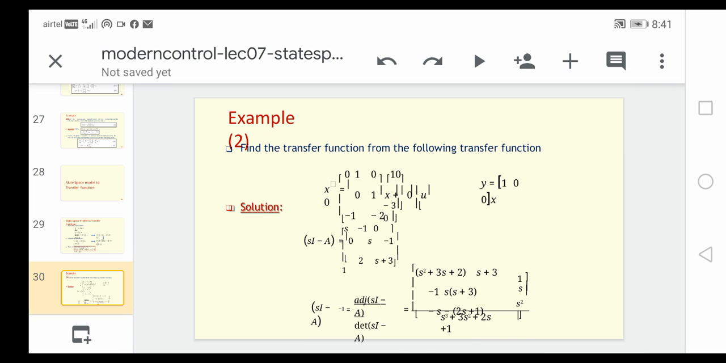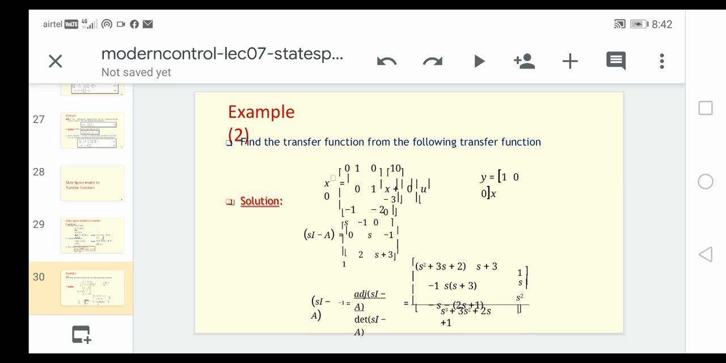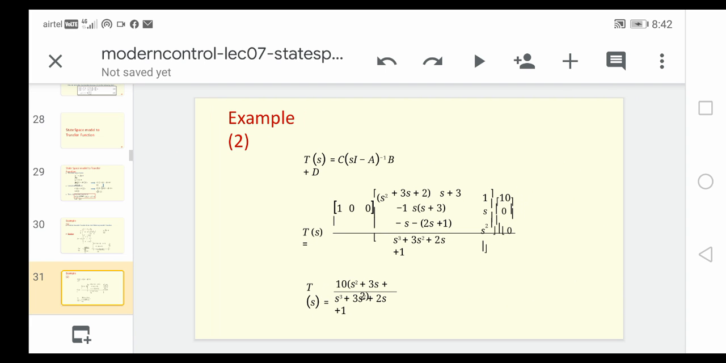Here I am giving matrices. What are the matrices I have given? x dot is equal to 0 1 0, 0 1, Ax plus Bu. From that you need to first find sI minus A. After that, (sI minus A) whole inverse. After that you multiply that (sI minus A) whole inverse with C, and then add C into (sI minus A) whole inverse into A into B, and then you multiply with B and then add the D value. Then you get the transfer function like this.